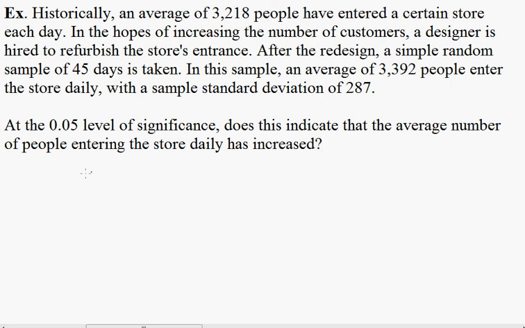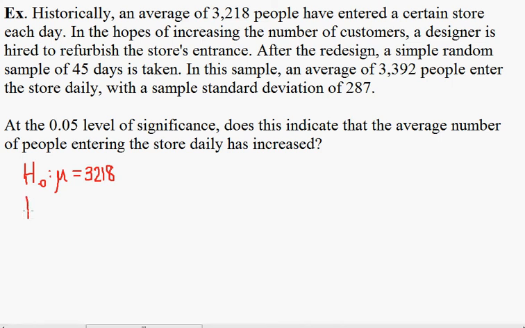parameter of interest? So to get started with this, we note that the null hypothesis is going to be that the mean has remained 3,218. In other words, we kind of play devil's advocate here. There has been an increase, but the increase is attributable to chance. We like the new storefront entrance, but the increase is simply due to just a good run of luck, and that the real population mean is still 3,218, even though the sample average is a little bit larger than that.